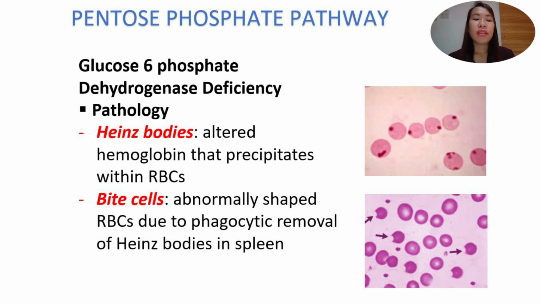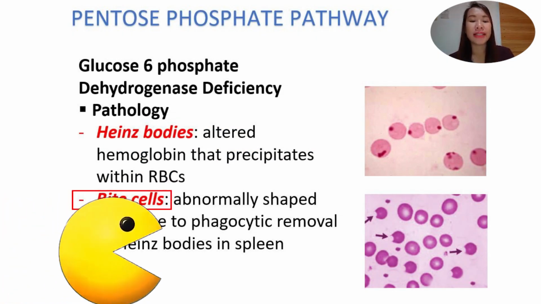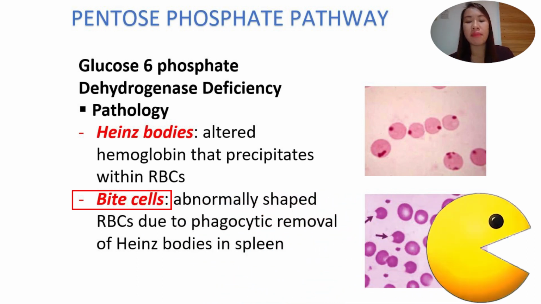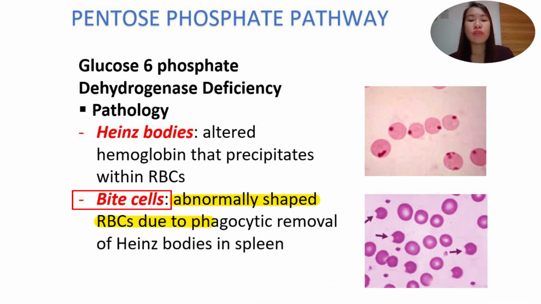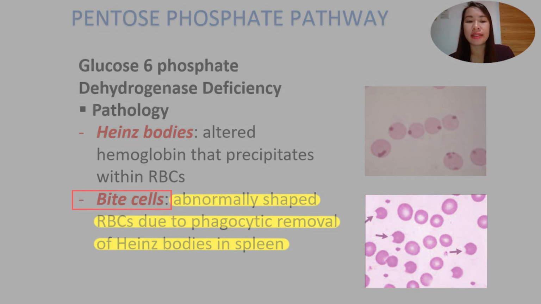Okay, so in pathology class, we correlate this with what we call Heinz bodies, which are altered hemoglobin that precipitates within the red blood cells. This is how it will look under the microscope. We also have what we call bite cells. So why bite? It looks like they've been bitten, right? These are abnormally shaped RBCs due to phagocytic removal of Heinz bodies in the spleen. We can see here the Heinz bodies are peripherally located. So what happens is there is phagocytic removal that occurs in the spleen, and in phagocytosis they remove only the Heinz bodies. That's why it appears like bite cells.